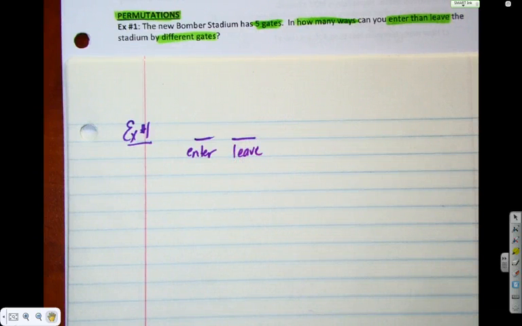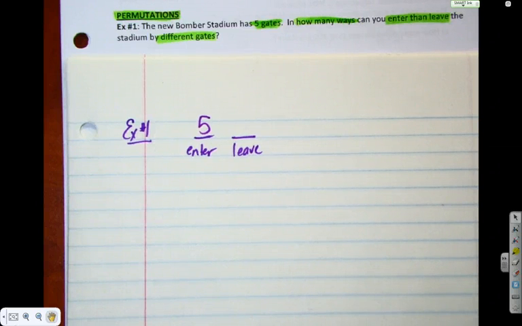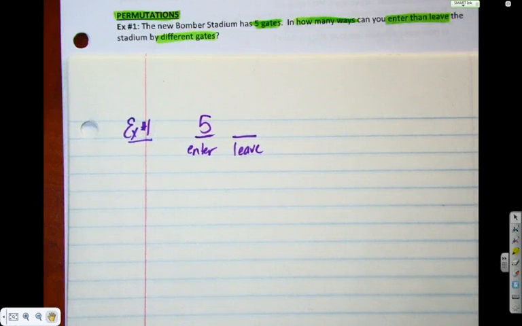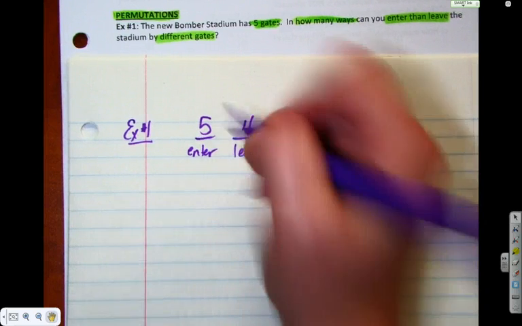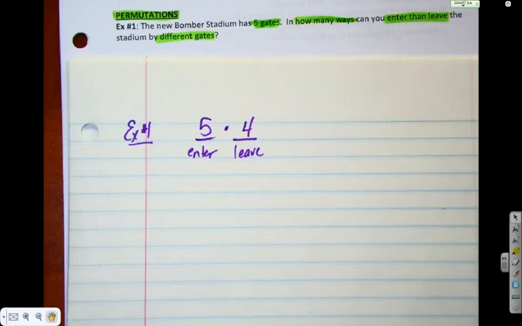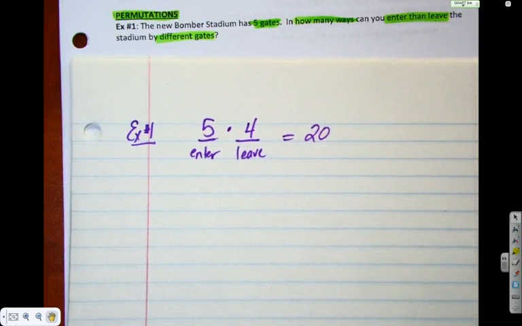How many ways are there to enter the stadium? So you have your Bomber ticket, you walk up to the stadium, how many different ways can you go in? But how many ways can you leave? 4. Why 4? And the fundamental counting principle says we multiply. There are 20 different ways to enter and leave by different gates.